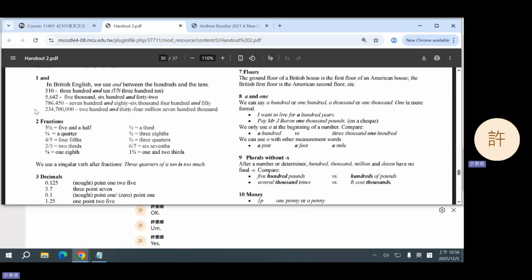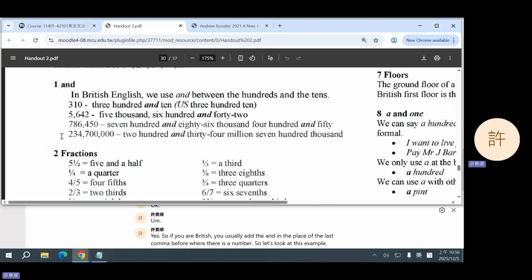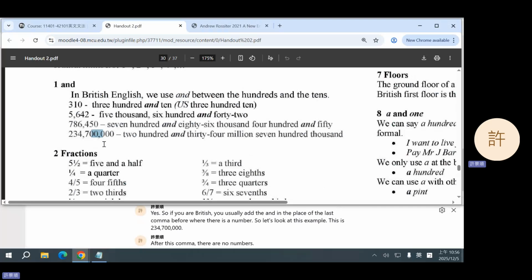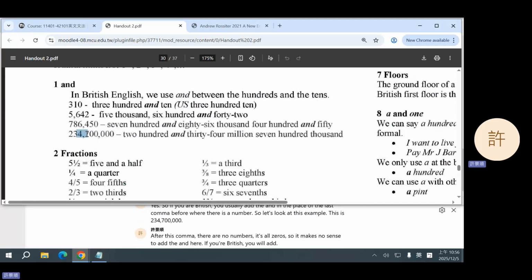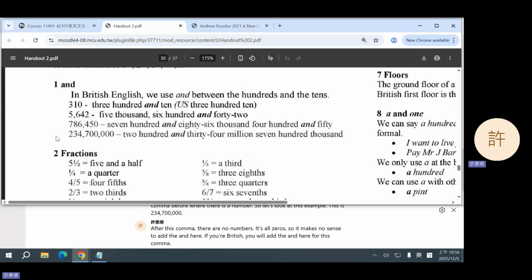Yes, so if you are British, you usually add the and in the place of the last comma before where there is a number. So let's look at this example. This is 234,700,000. After this comma, there are no numbers. It's all zeros. So it makes no sense to add the and here. If you're British, you will add the and here for this comma. So it's 234 million and 700,000. Ignore the handout. That doesn't make sense. But if you're not British, you don't have to know this.